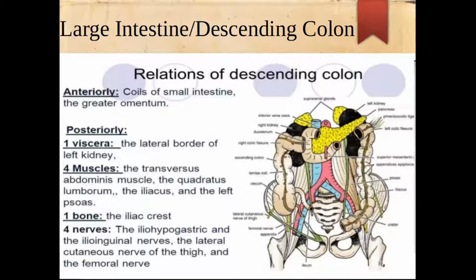There is some nerve lying posterior to the descending colon, like iliohypogastric, ilioinguinal nerve, and the lateral cutaneous nerve of the thigh and the femoral nerves.